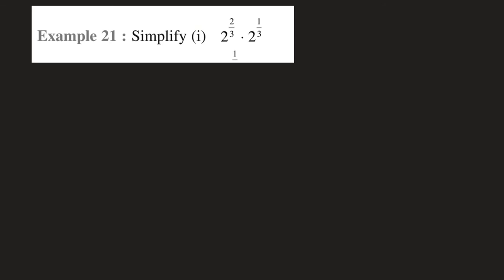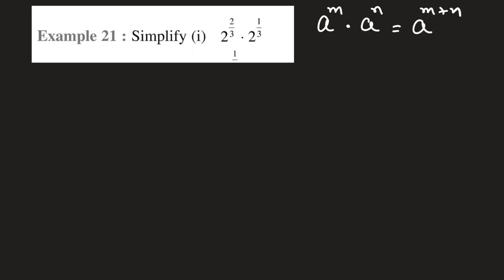Let's try this example. Simplify 2 to the power 2 over 3 times 2 to the power 1 over 3. If you observe, are the bases same and are they multiplied? So when the bases are same and if they are multiplied, what is the law? Remember the law, a to the power m times a to the power n is a to the power m plus n.